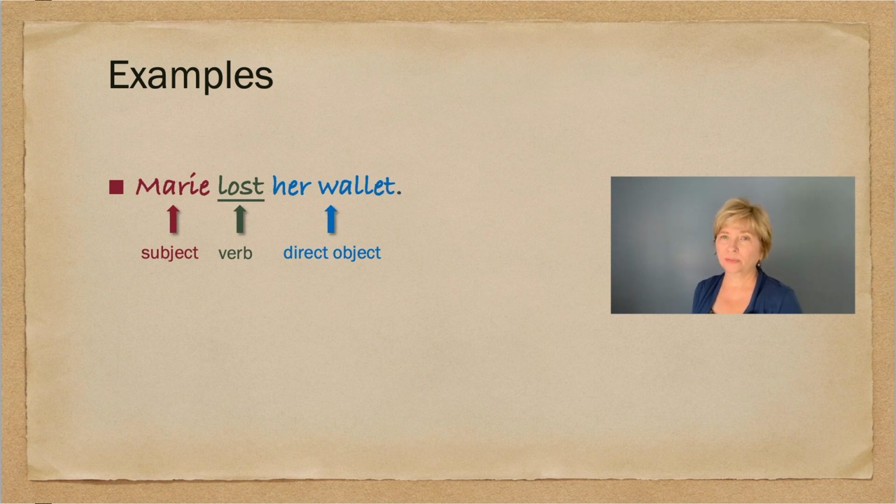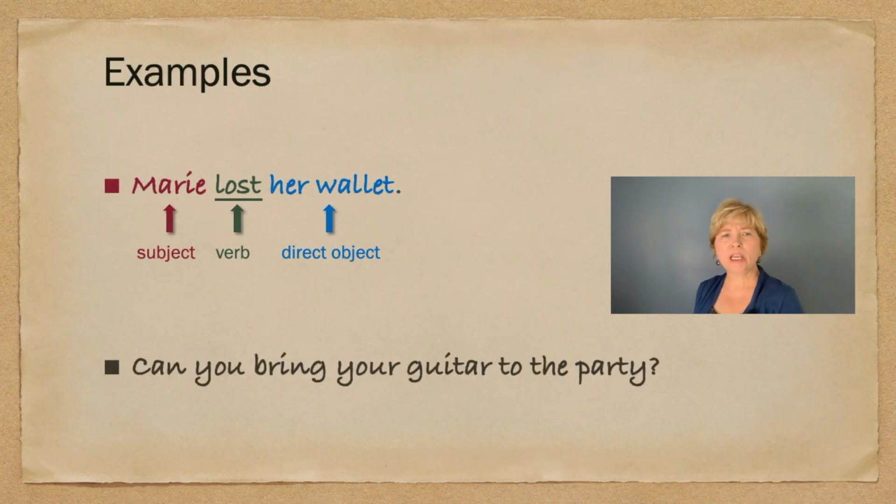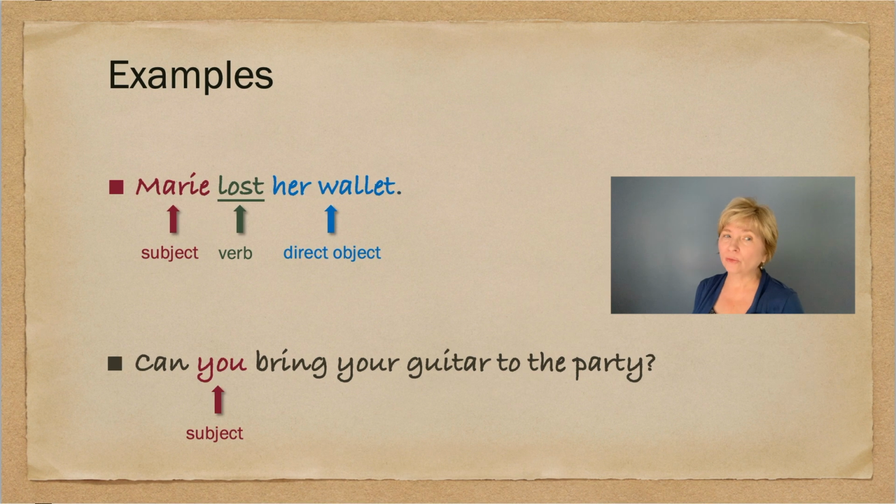Another example. Can you bring your guitar to the party? The subject, of course, is you. And the verb is can bring. Can is a modal auxiliary here. Now remember, to find the direct object, you have to ask who or what of the subject. So the question here is, what am I asking you to bring? And the answer is, your guitar. So, your guitar is the direct object. To the party is just a prepositional phrase that gives you some more information about bringing your guitar.